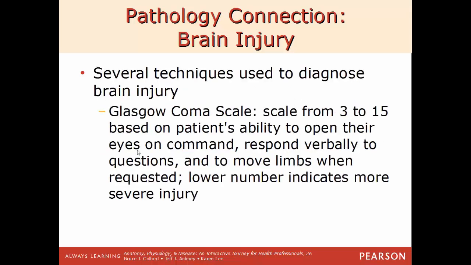Now, there are several techniques that are used to diagnose a brain injury. There's a scale called the Glasgow Coma Scale. This is based on the patient's ability to open their eyes when told so, the ability to respond verbally to questions, and to move limbs when requested. And the lower the number on the scale, the more severe the injury is.